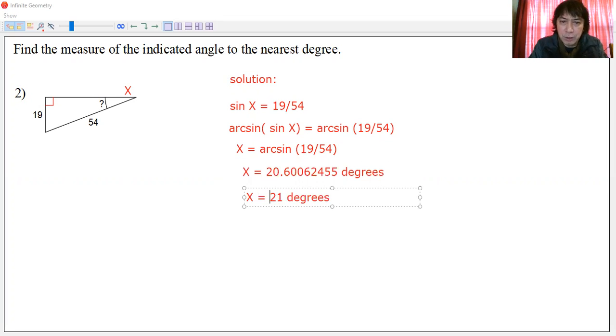Let's insert the equal sign there. So we have here 21 degrees. Let's verify from the computer. Yes, it's 21 degrees over here.